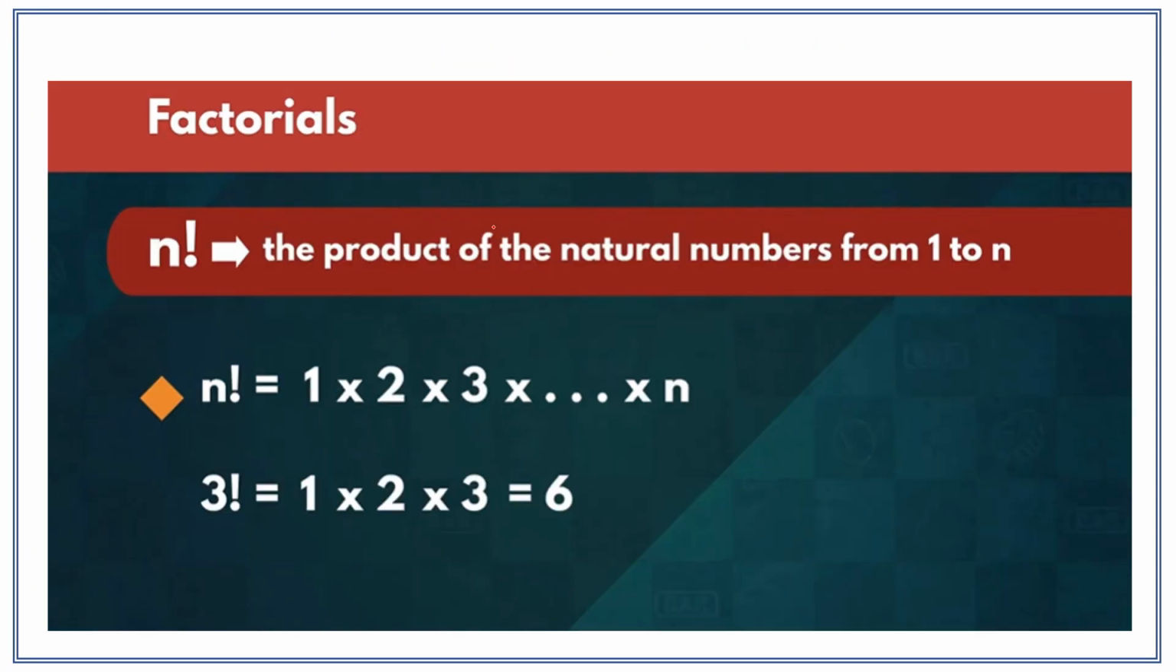Now, factorial n means the product of all the natural numbers from 1 to n. So if I am writing factorial n, it is 1, 2, 3 up to n. In our case, it was 3. So factorial 3 means 1 into 2 into 3, which is 6. We have 6 different ways of splitting the award between 3 drivers.